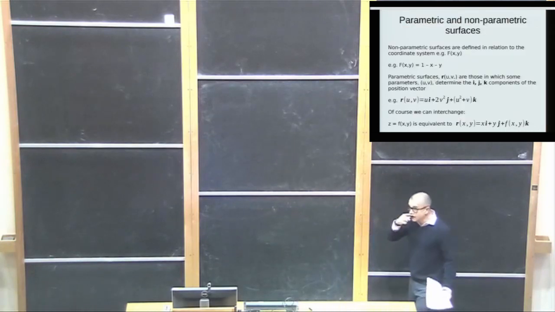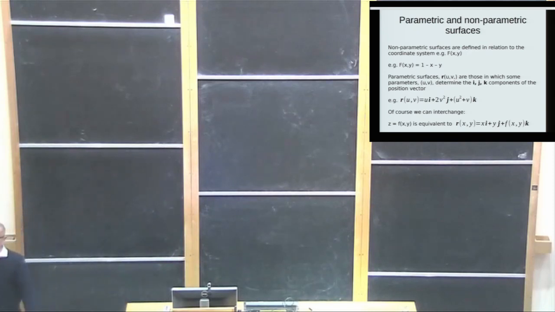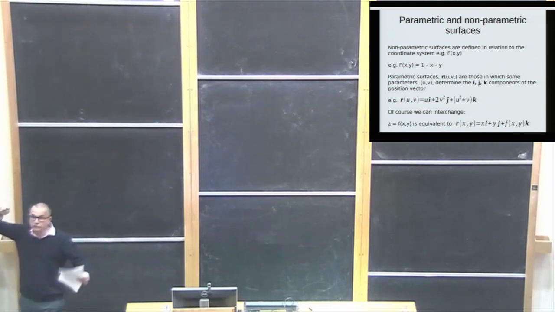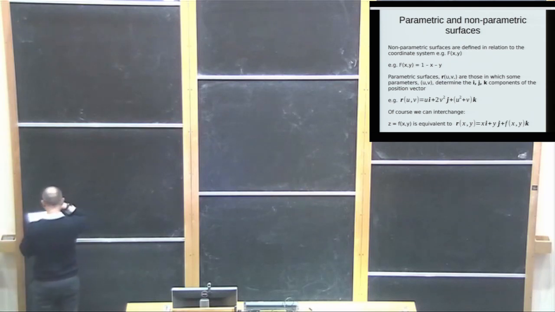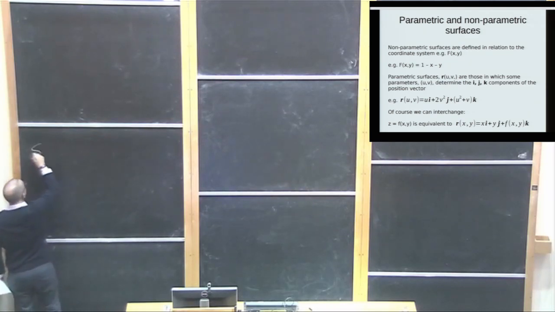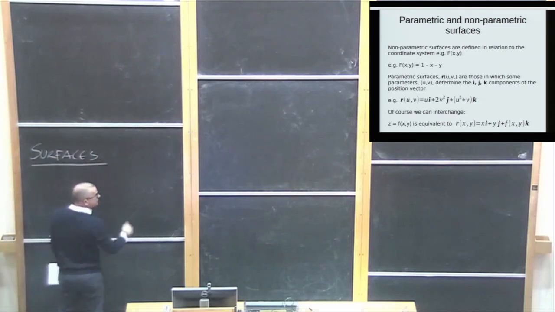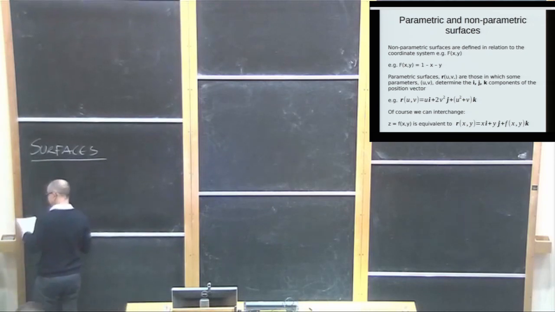Okay, so a surface is a 2D surface, as the name suggests, which exists in three-dimensional space. Pedantically, of course, a two-dimensional surface can exist in two-dimensional space, but then there's nothing very interesting about that. So we are talking about two-dimensional membranes existing in three-dimensional space, and typically, like everything else in this course, they can be described parametrically or non-parametrically.